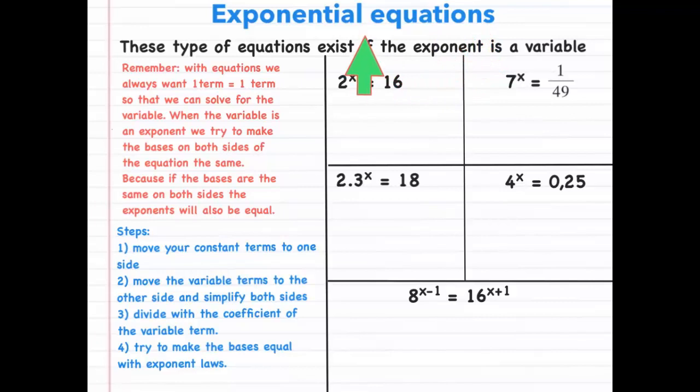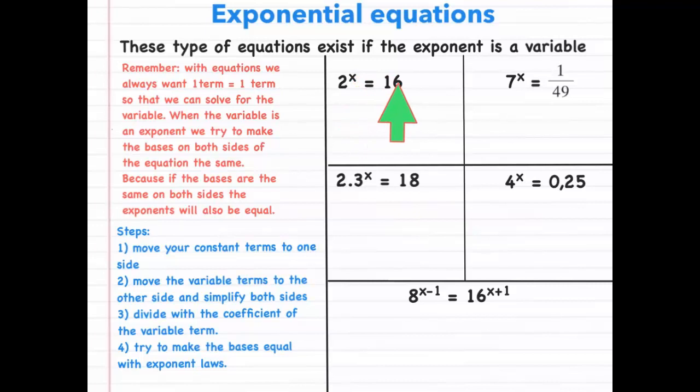Now don't forget, for any equation we're trying to solve for the variable. The only difference between exponential equations and the normal equations that we do is that now the variable is an exponent, and to solve for that x that is an exponent, we're trying to make the bases on both sides exactly the same number, because if the bases on both sides are the same, then the exponents will be equal.